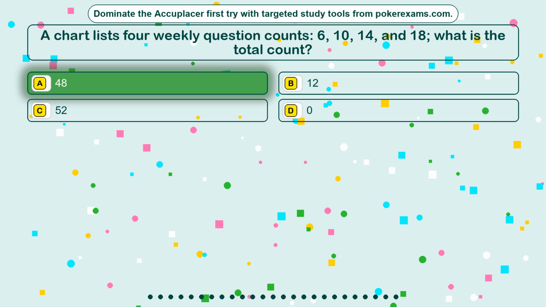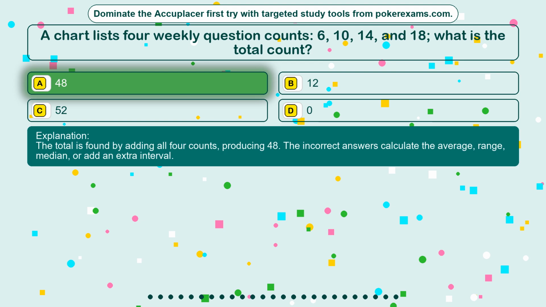The correct answer is option A, 48. The total is found by adding all 4 counts, producing 48. The incorrect answers calculate the average, range, median, or add an extra interval.